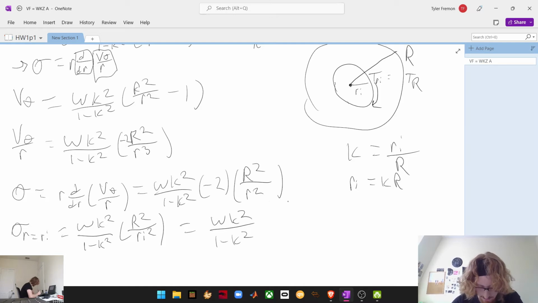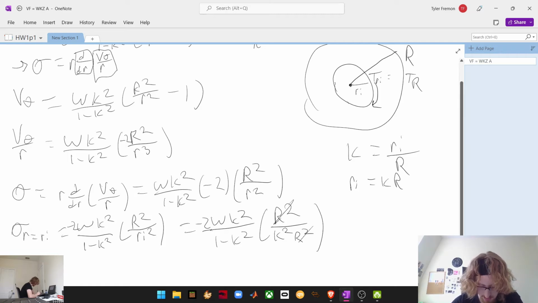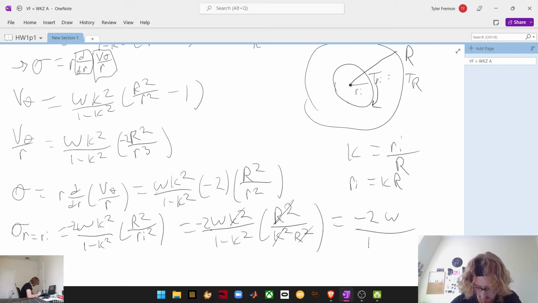So we'll go ahead and replace that with omega k squared over 1 minus k squared, and I forgot the negative 2, times big R squared over k squared big R squared. These k squareds cancel out. So we have the shear rate at the inner radius is going to be equal to negative 2 omega over 1 minus k squared.